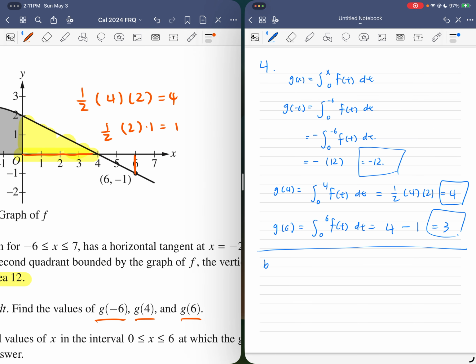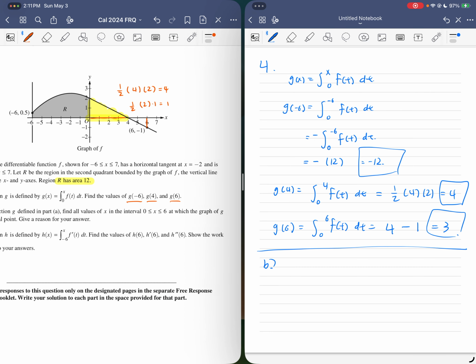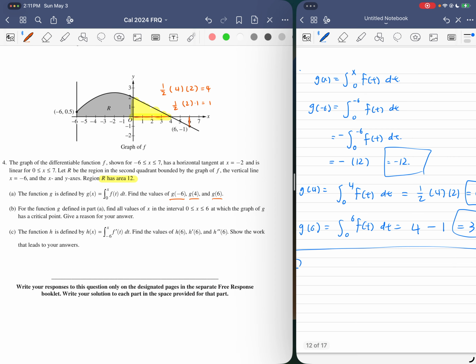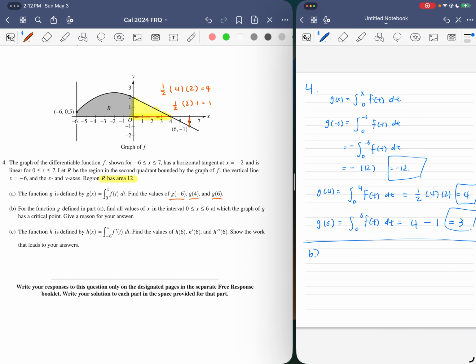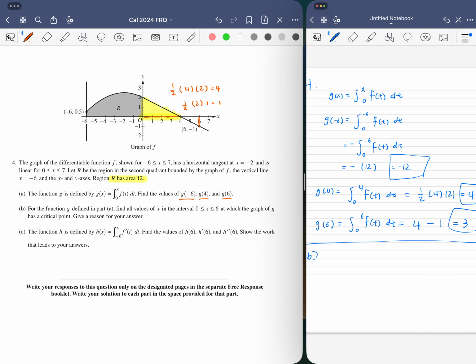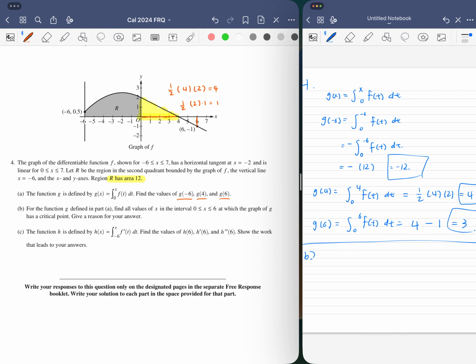Let's do B. It says for the function g defined in A, also you have to know A, find all values of x in the interval 0 to 6 at which the graph of g has a critical point. When do you have a critical point? We have a critical point when g prime is equal to 0. So let's do this one.